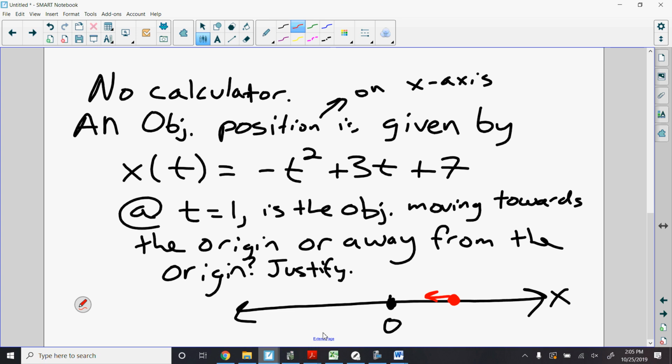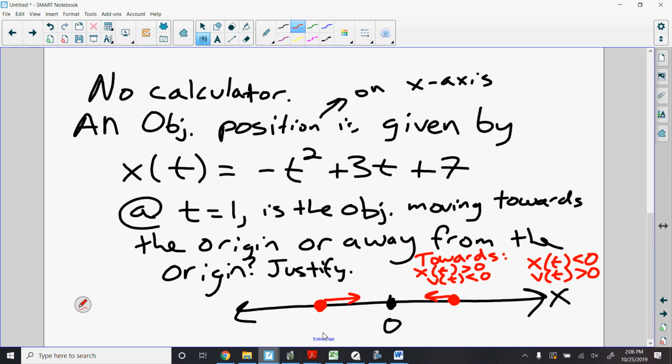Okay? So towards the origin, that could be x of t is positive, v of t is negative. That would be moving towards the origin. But let's think of another scenario. What if I was actually left of the origin? If I was left of the origin, to be moving towards the origin, I'd have to be going right. So another way is x of t could be negative, my position could be negative, but my velocity is positive.